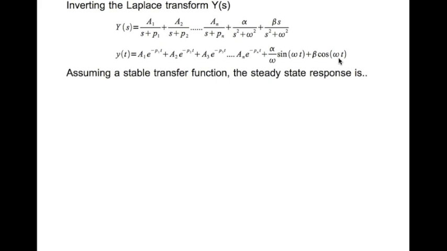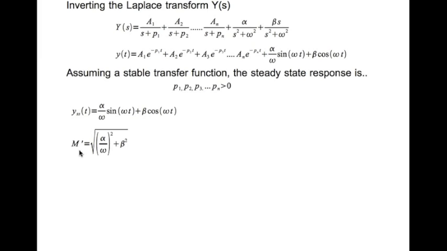Now, assuming a stable transfer function, what that means is all the poles are in the left half plane, so P1, P2, P3 up to Pn are greater than 0. If you look at the steady state response, the steady state response is when t is very large. All these terms end up being 0 because the exponent terms end up being 0. So we get the steady state response YSS as alpha divided by omega times sine omega t plus beta times cos omega t. Writing m dash as the root of alpha divided by omega the whole squared plus beta squared, we can rewrite YSS as this expression here.